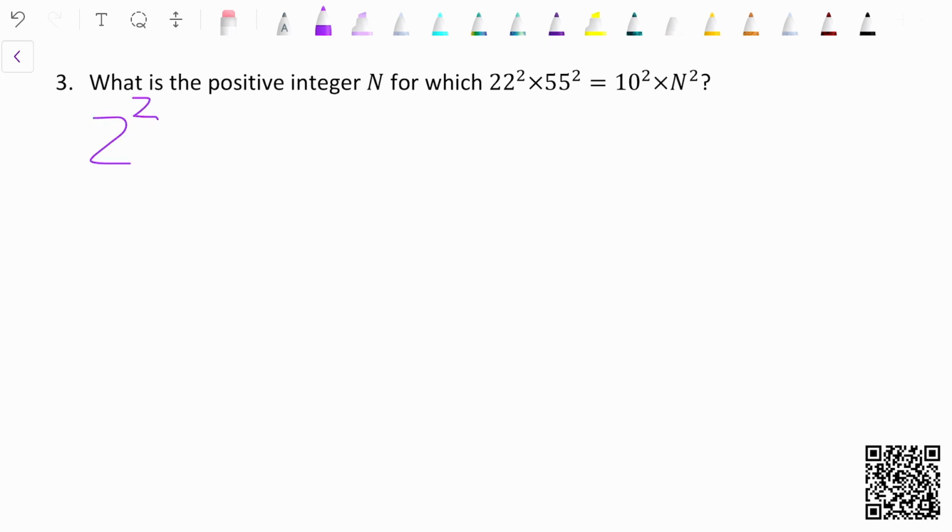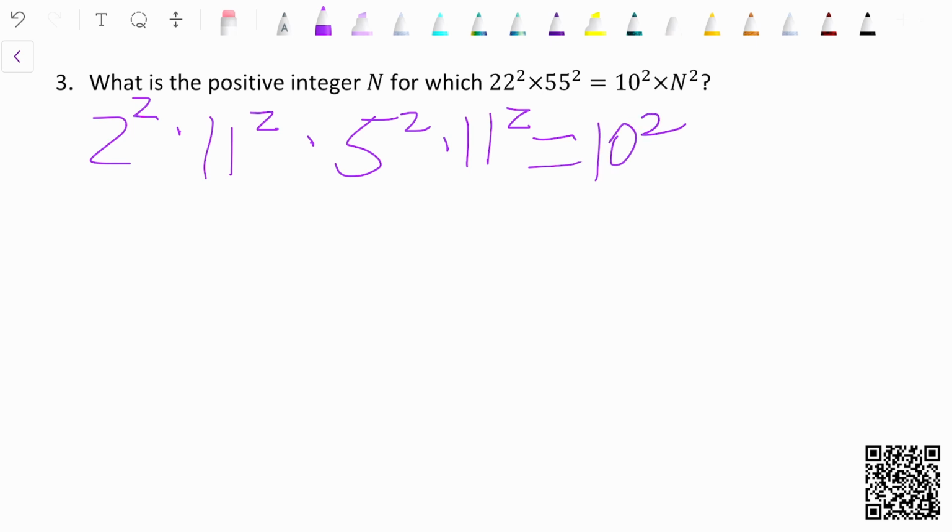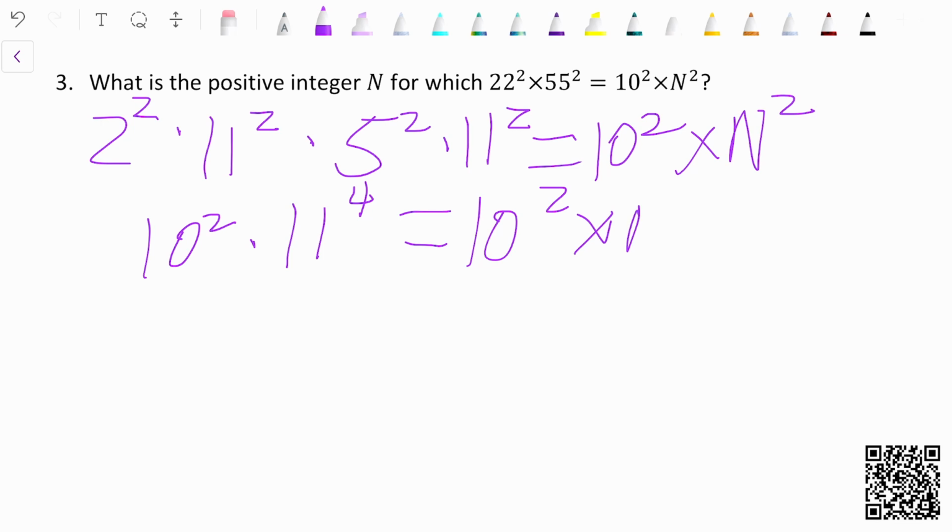So 2 to the power of 2 times 11 to the power of 2 times 55 to the power of 2, which can be split into 5 to the power of 2 times 11 to the power of 2 as well, which still equals 10 to the power of 2 times n to the power of 2. So then we can combine like terms. We would get 10 to the power of 2 times 11 to the power of 2 times 11 to the power of 2, so we get 11 to the power of 4. It's 10 to the power of 2 times n to the power of 2.